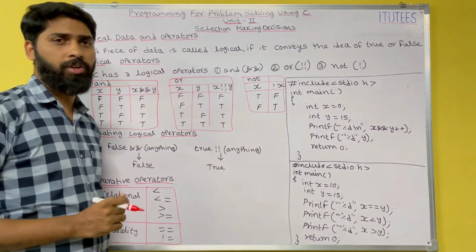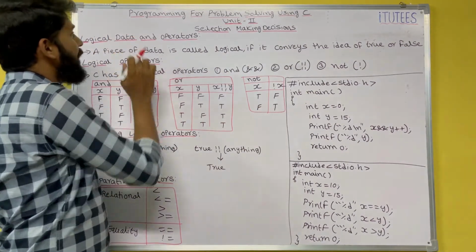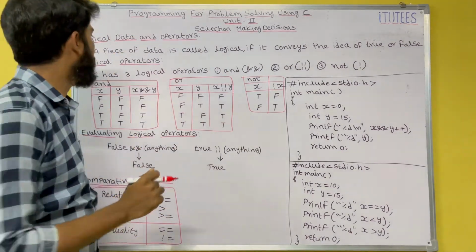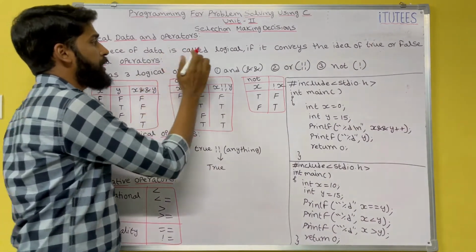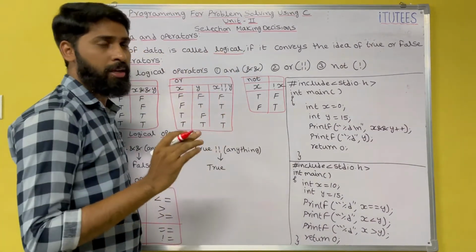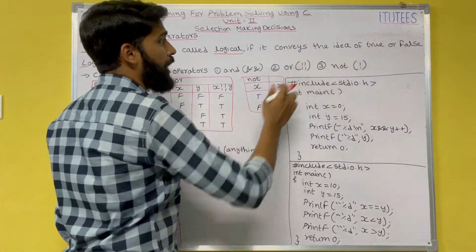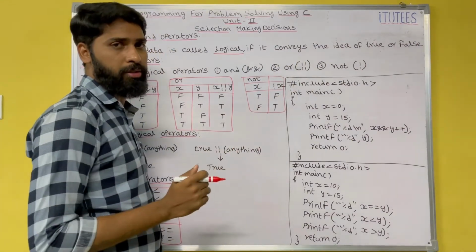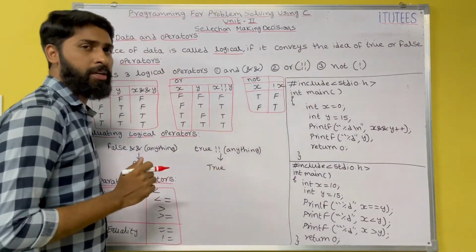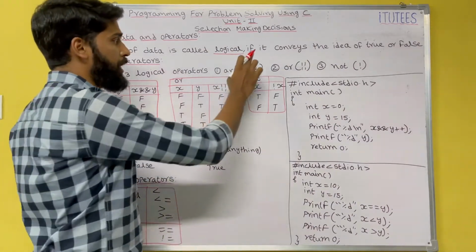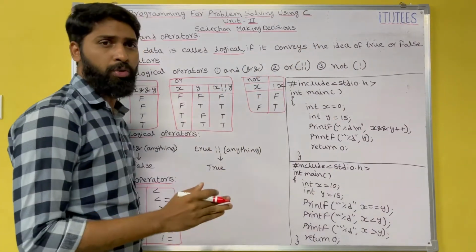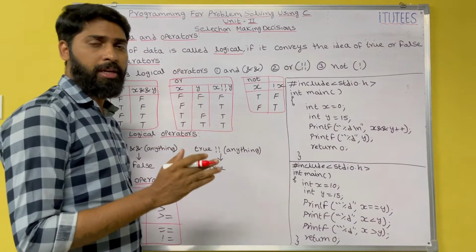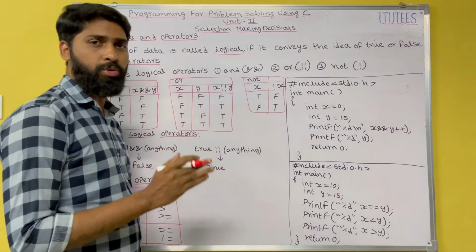In this class we are going to learn about logical data and operators. A piece of data is called logical if it conveys the idea of true or false. So what is logical data? Logical data is nothing but data that conveys the idea of true or false. That means the result of the data is either true or false.